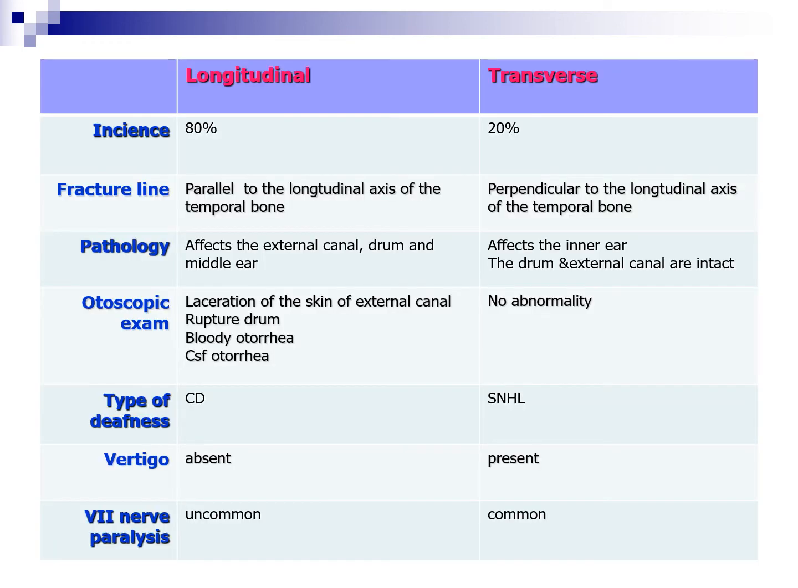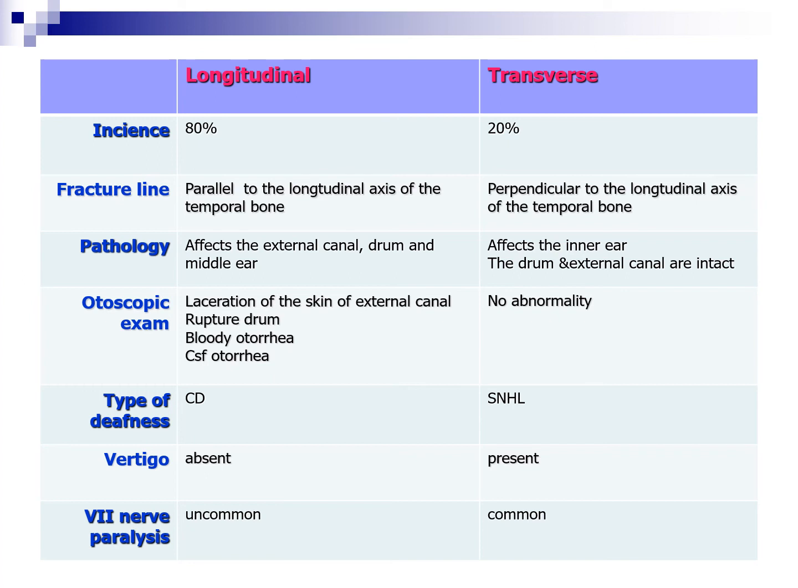So this table will clearly differentiate between both types, with higher incidence for the longitudinal compared to the transverse. One of them is parallel, and the other is perpendicular to the longitudinal axis of the petrous apex. One of them affects the external ear and middle ear. The other one affects the inner ear and the facial nerve trunk.